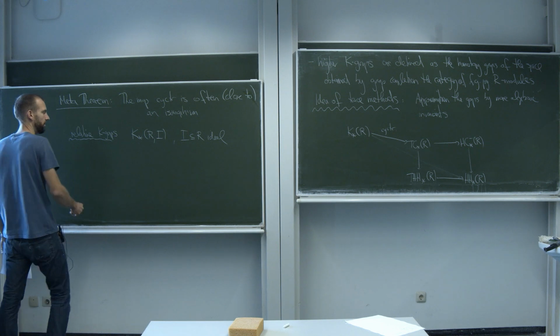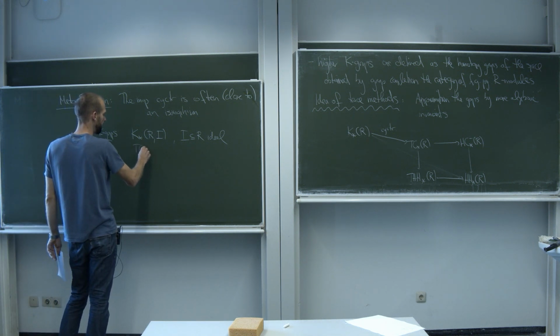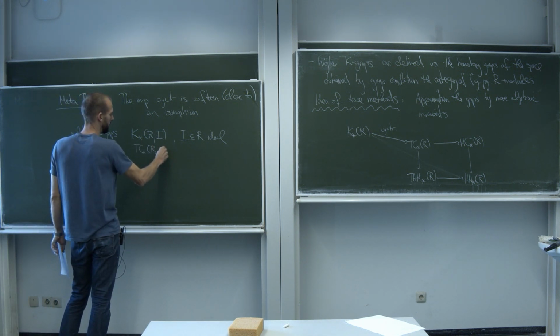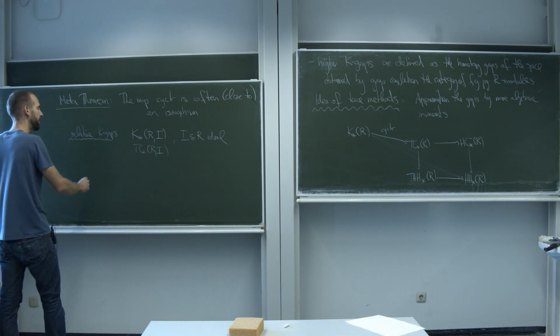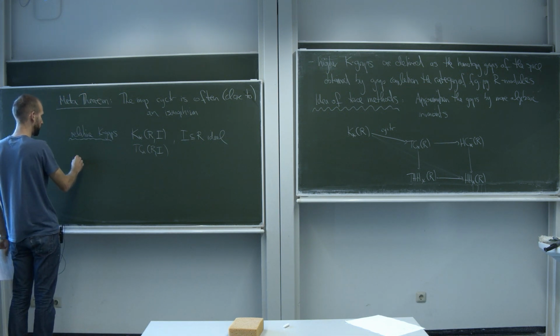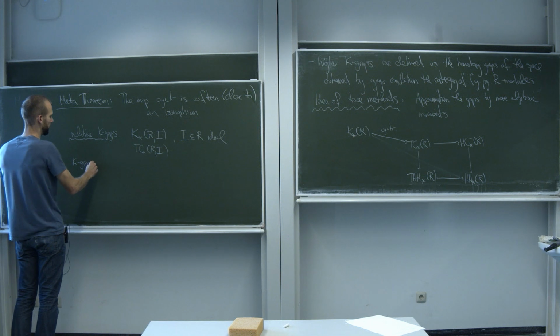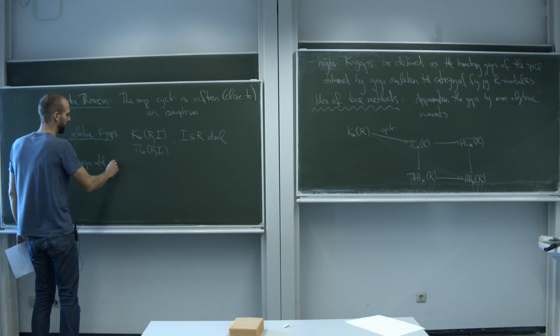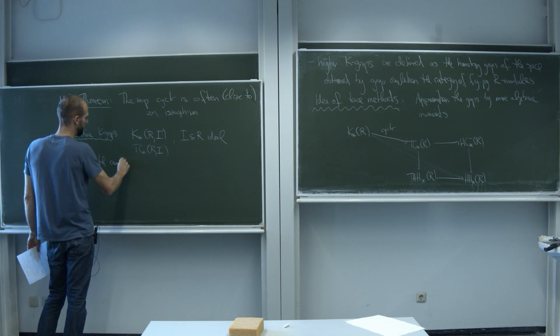And there are also variants for TC, so TC star R comma I is defined the same way. And there are also K groups with coefficients.